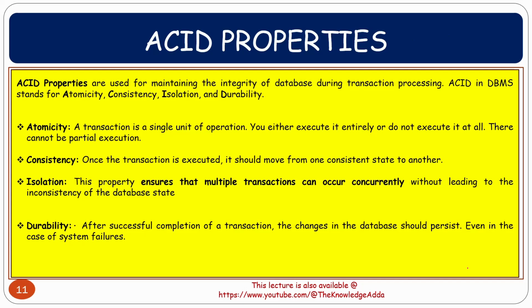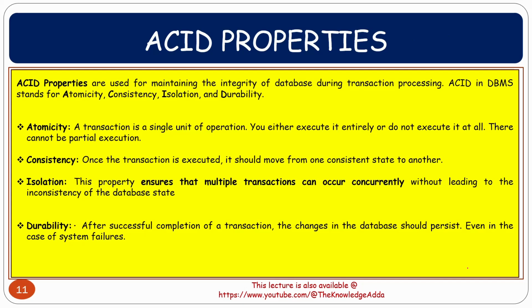Now talking about ACID properties, the most important properties of a transaction. ACID properties are used for maintaining the integrity of the database during transaction processes. ACID in database stands for atomicity, consistency, isolation, and durability.